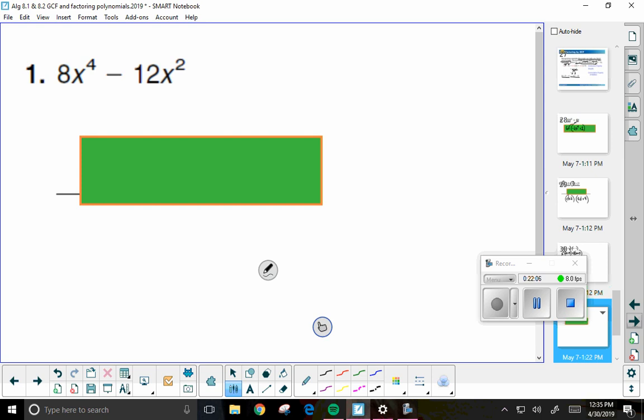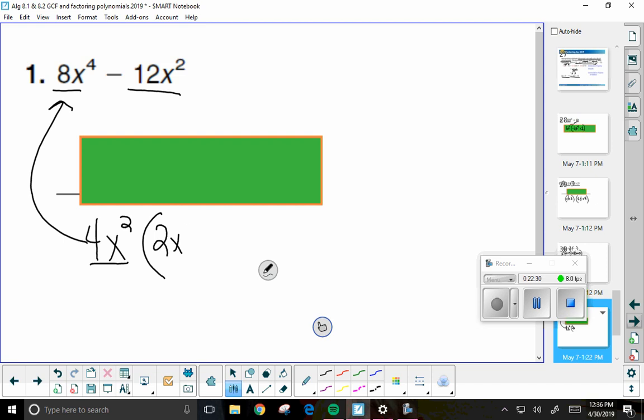Okay, this one, we're almost done, x to the fourth minus 12x squared. So my common factor is 4x. What's the lowest exponent on the x's? A square. And so what would I multiply 4x squared by to get 8x to the fourth? 2x squared. And then, what do I multiply 4x squared by to get negative 12x squared? Negative 3.